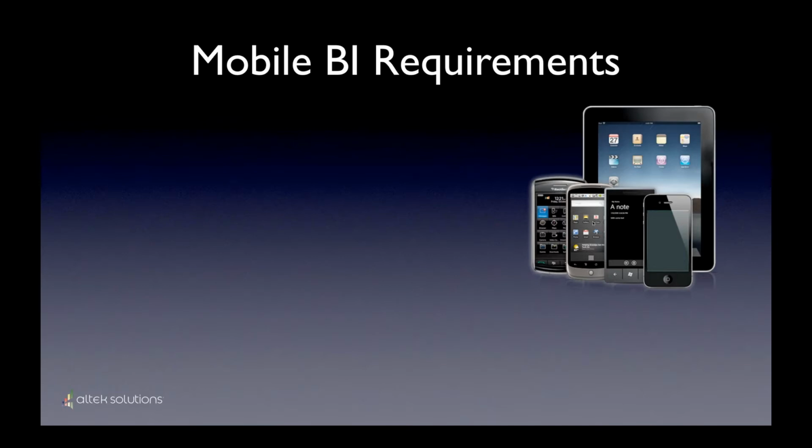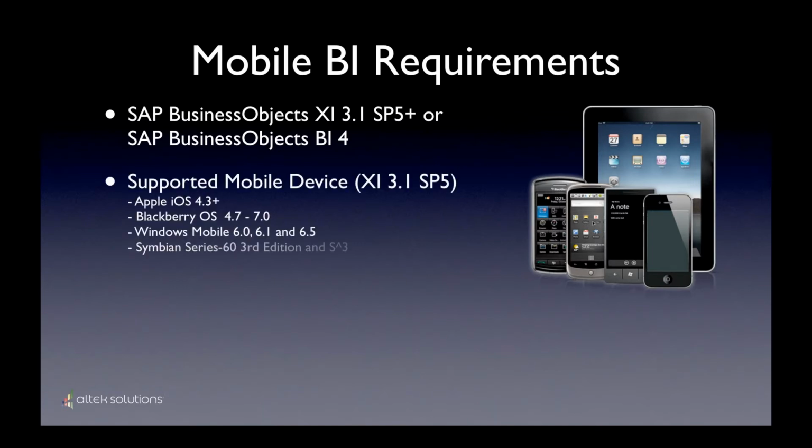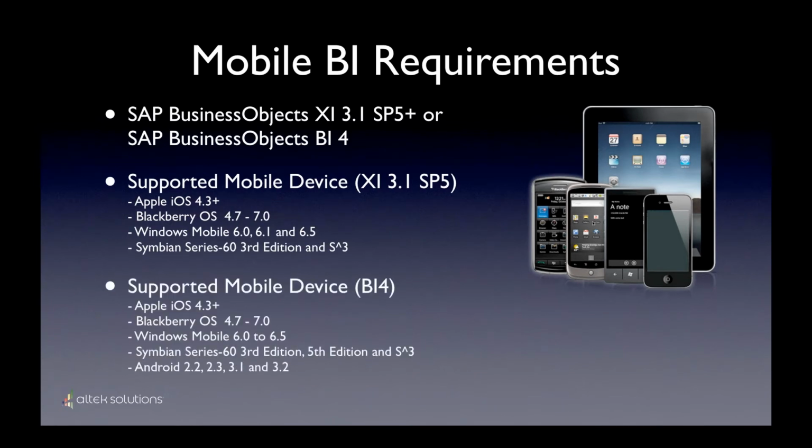So let's take a minute and talk about mobile BI requirements. To take advantage of SAP BusinessObjects Mobile BI, you'll need to have either XI 3.1 Service Pack 5 or better, or BI 4. You'll also need a supported mobile device, such as a tablet or smartphone running iOS, BlackBerry OS, Windows Mobile, or Android. We'll be showing our demos today using an Apple iPad.